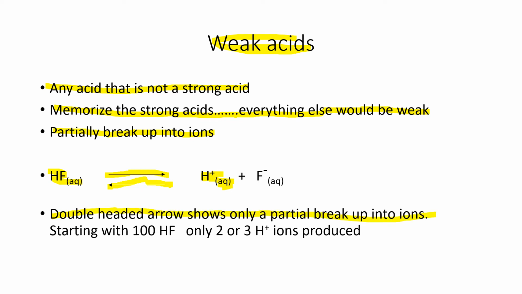And remember, it's not a 50-50 breakup either. It's much more heavily favored towards the side without the ions, such that if we started with 100 units of HF, we would only make 2 or 3 H+ ions out of that because most of it's going to stay on the HF side. Very little is going to go to the ion side.